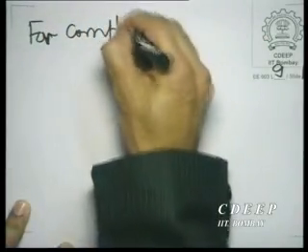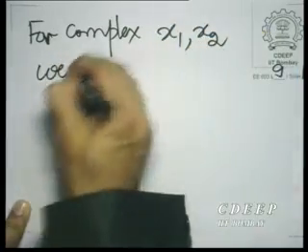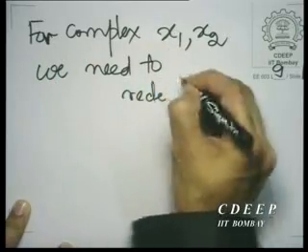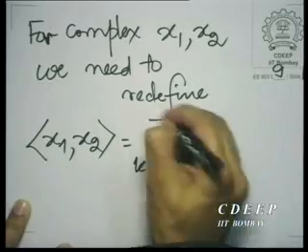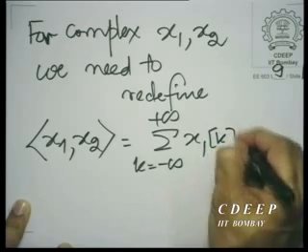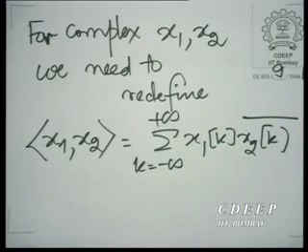And therefore, we redefine the dot product in general for complex x1, x2. We need to redefine the dot product of x1 with x2 to be summation k going from minus to plus infinity x1 k times x2 k complex conjugate. No doubt this makes no difference for real x1, x2 at all. The definition for real x1, x2 is as it is. Is that clear? Yes. Now it's very clear.